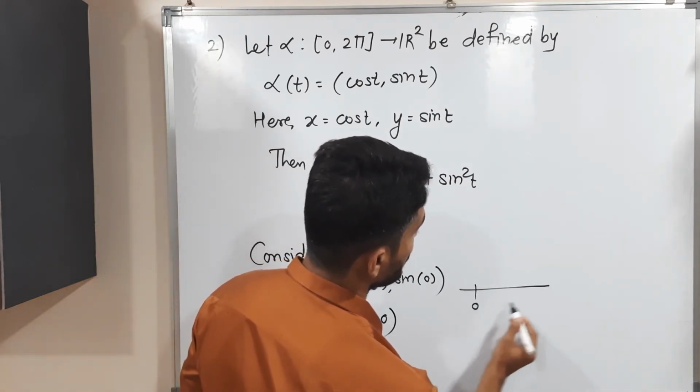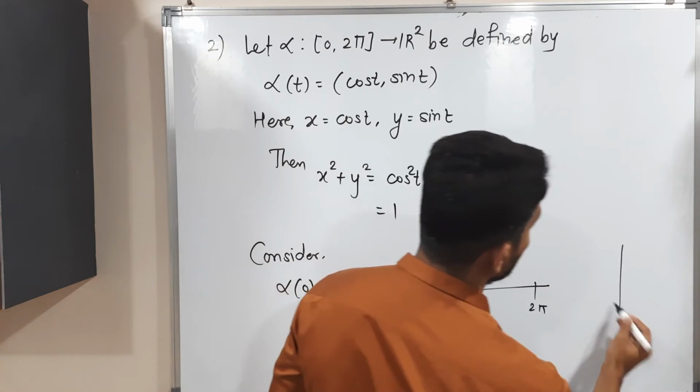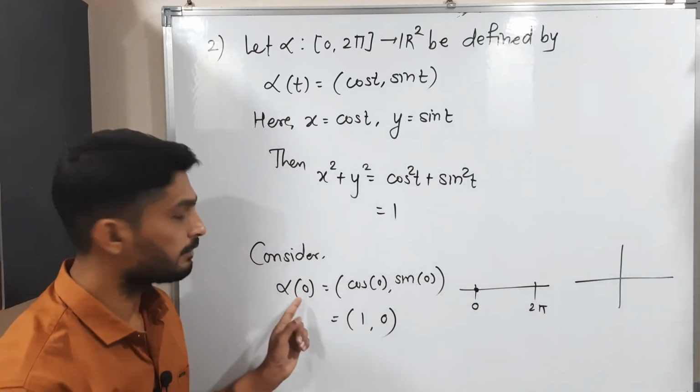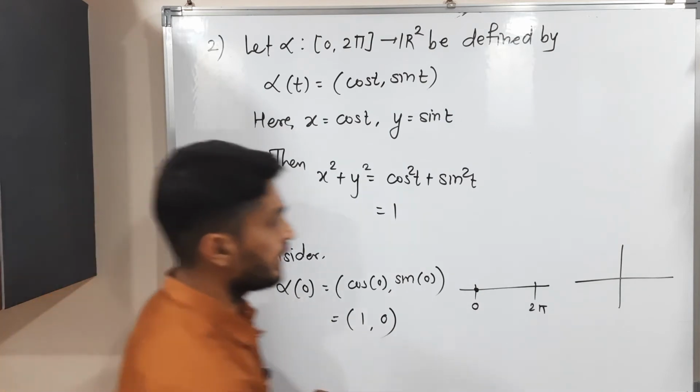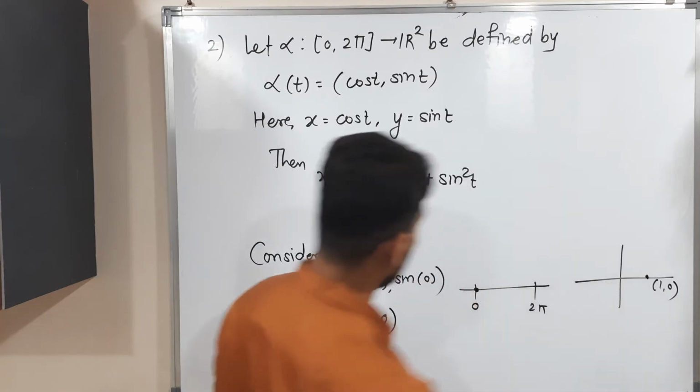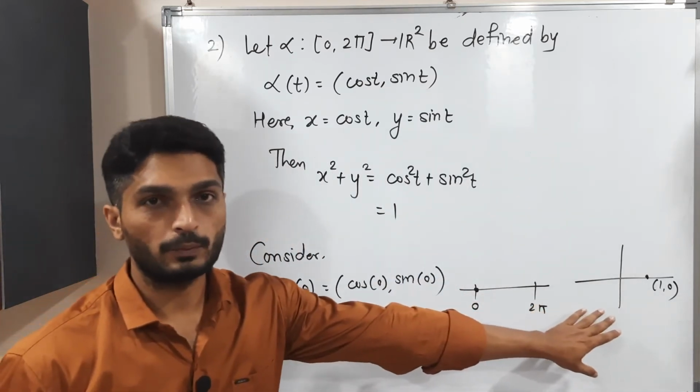So this is the closed interval 0 to 2 pi, and we have a subset of R2. We are at 0. What is the value of t? We have put 0. So therefore, we are here in R2 at 1 comma 0. At that point we are okay.